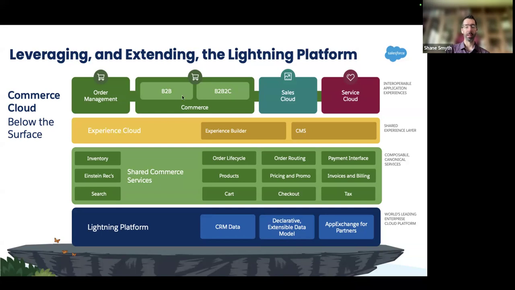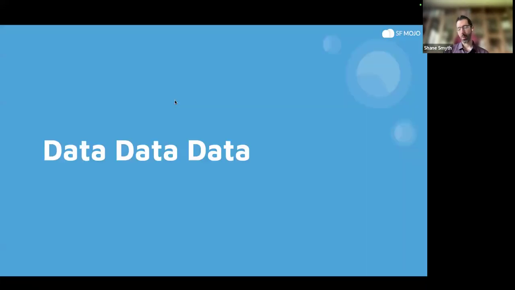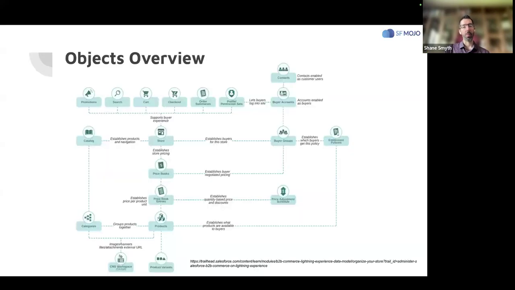And you can see up here, we've got two different types of templates, but we'll be focusing mostly on the B2B one. So as I mentioned, we're going to be talking about data quite a bit today. So data. Without data, we cannot have a commerce application. It is a very data-rich product, and you have to make sure you really understand what is required in order to get going. So to begin with, let's start with a really high-level overview.